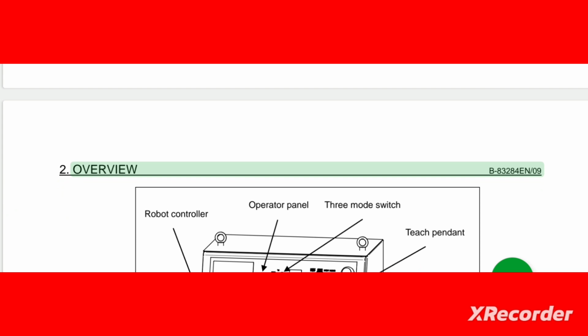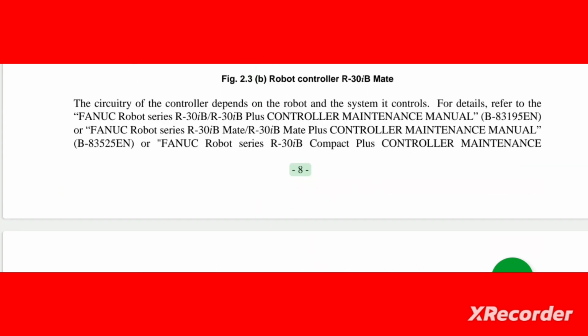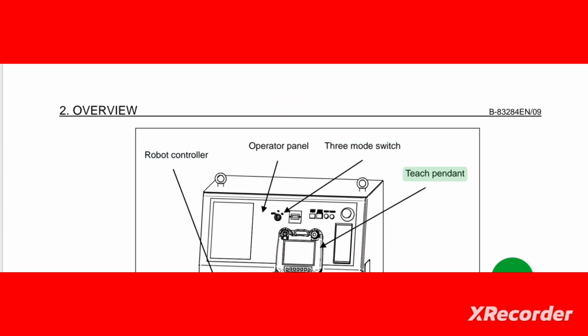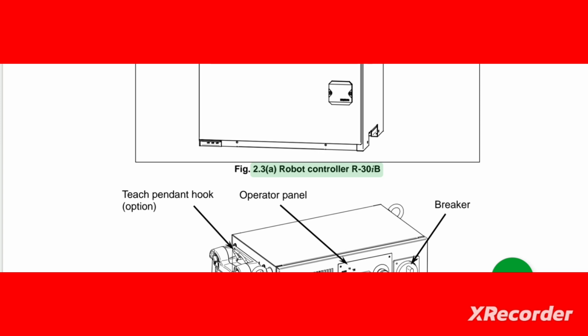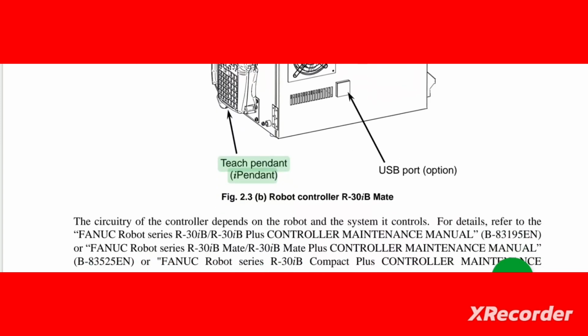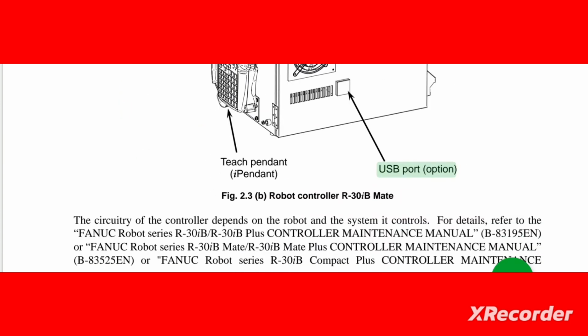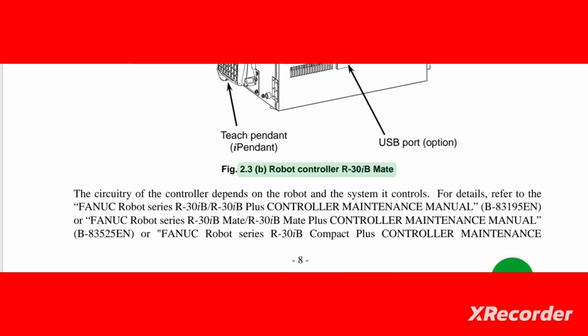2. Overview. B-83284EN/09, 8. Robot controller. Operator panel, 3 mode switch. Teach pendant. Fig. 2.3 Robot controller R-30iB. Teach pendant. Operator panel, breaker. Teach pendant. Hook option. USB port option. Fig. 2.3 Robot controller R-30iB Mate.